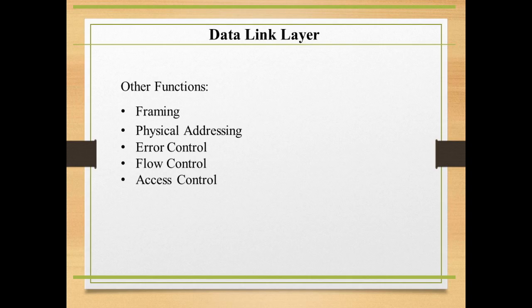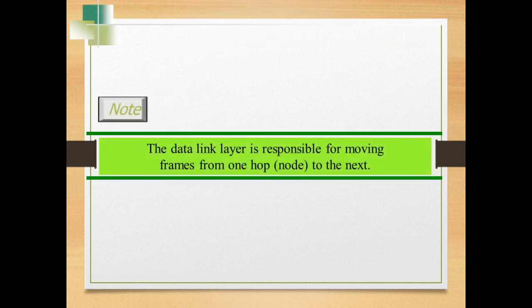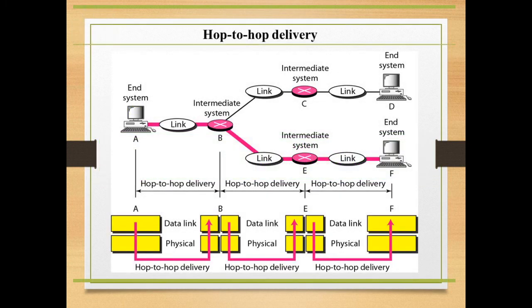And the final one, access control. When two or more devices are connected to the same link, data link layer protocols are necessary to determine which device has control over the link at any given time. In short, we can say that the data link layer is responsible for moving frames from one hop to the next. Now, what do you mean by hop-to-hop delivery?